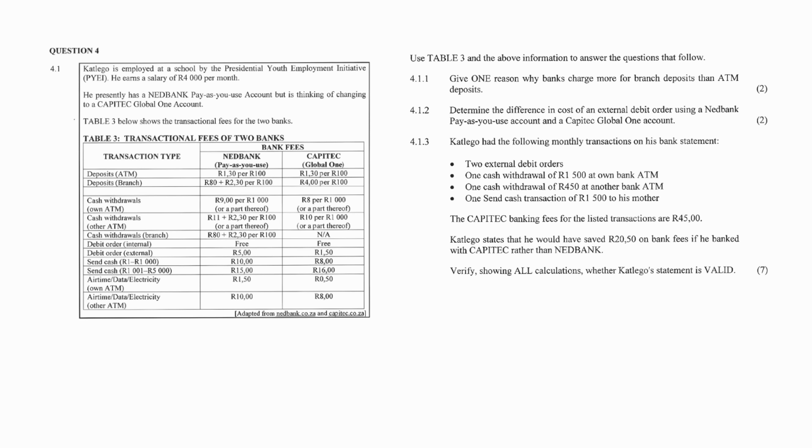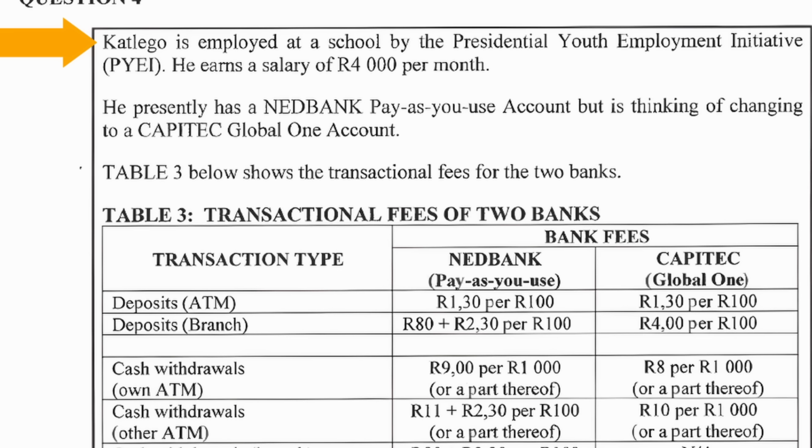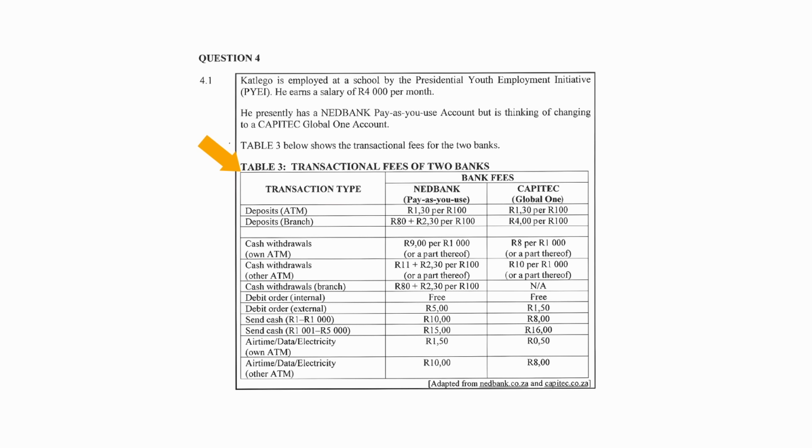Question 4.1 consists of 3 finance questions that were designed to assess your understanding of bank account fee structures. It is stated that Katlego is employed at a school by the Presidential Youth Employment Initiative. He earns a salary of 4,000 Rand per month. He is presently using a Nedbank pay-as-you-use account but is thinking of changing to a Capitec Global One account. You are given a table that shows the transaction fees for the 2 banks.